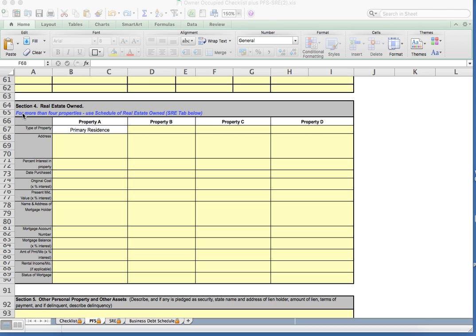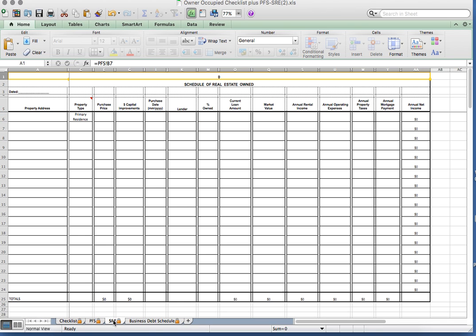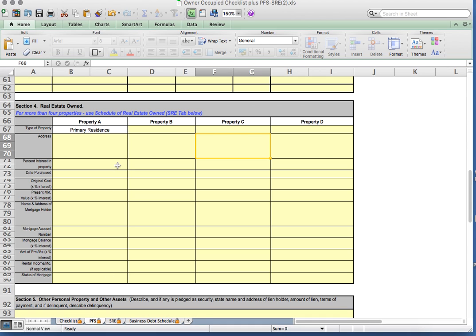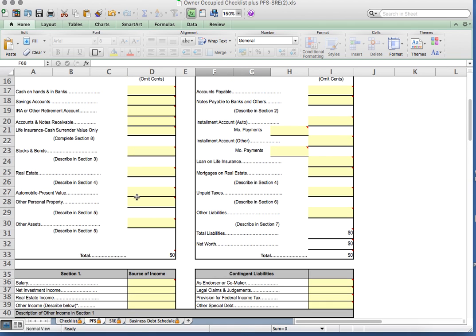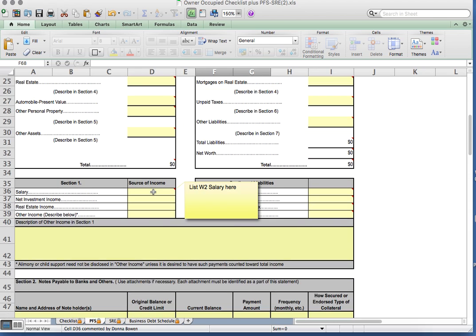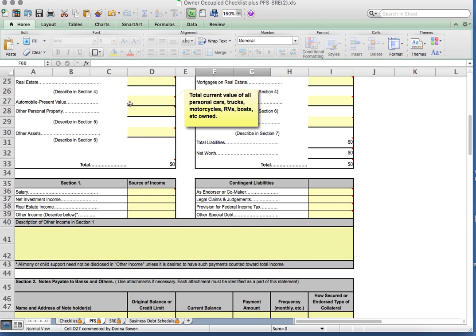Again, it says here, if it's more than 4 properties, go ahead and use the schedule of real estate owned, which is right here, which will be in another video. The next will be any automobiles. So if you have any vehicles, again, that you own personally, motorcycles, cars, trucks, boats, etc., you will put what you believe their current market value is. Maybe that's from a blue book value, maybe it's from your dealership, but you'll put that amount here.